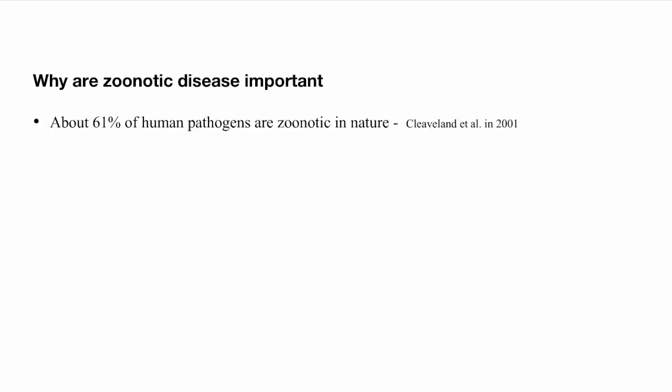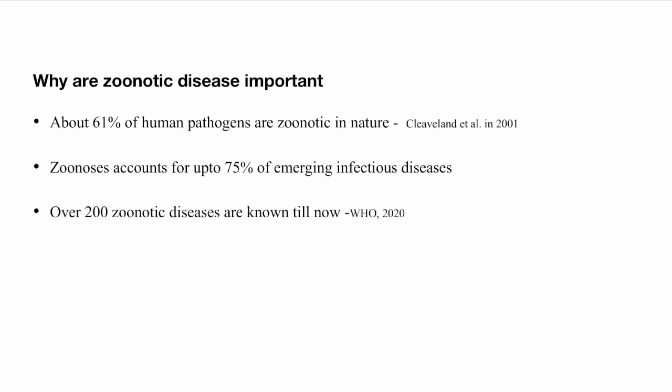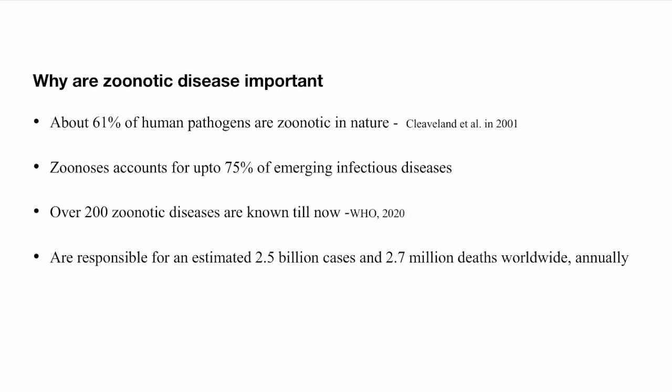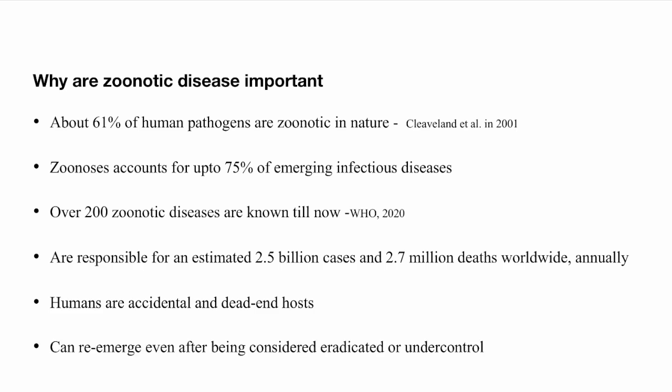So why are zoonotic diseases important? Because about 61% of human pathogens are zoonotic in nature, according to Cleveland et al., published in 2001. Zoonosis accounts for up to 75% of emerging infectious diseases. Over 200 zoonotic diseases are known till now, according to WHO 2020. These diseases are responsible for an estimated 2.5 billion cases and 2.7 million deaths worldwide annually. Humans are accidental and dead end hosts, and the diseases can re-emerge even after being considered eradicated or under control.